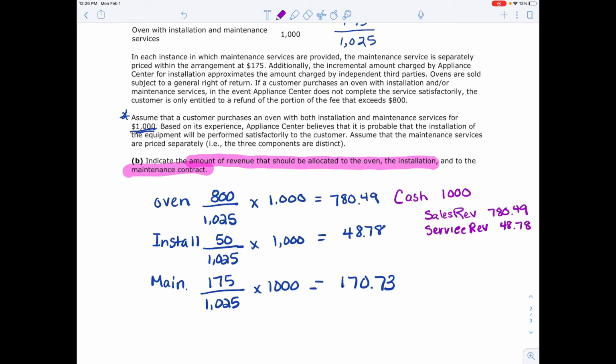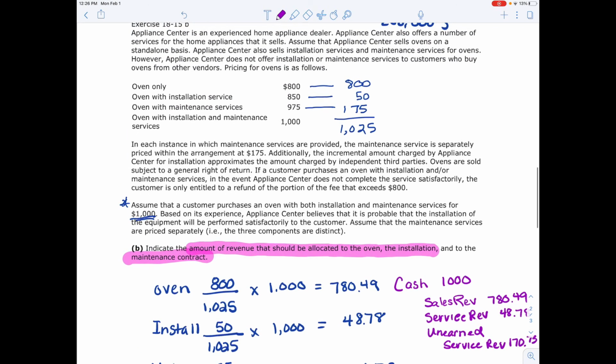Those are both credits. And then this maintenance piece, because we have not actually earned that yet, would be a credit to the unearned service revenue. That's a liability until they use it. For 170.73. That kind of just puts that in journal entry format in case you're comfortable with that, and it makes it a little bit more understandable. Again, they give you a lot of words, just setting everything up for you to get you down to that piece.